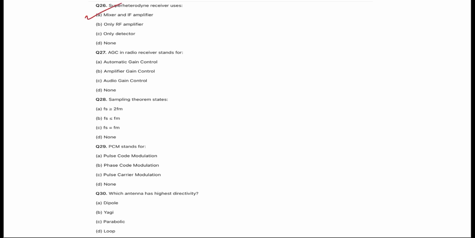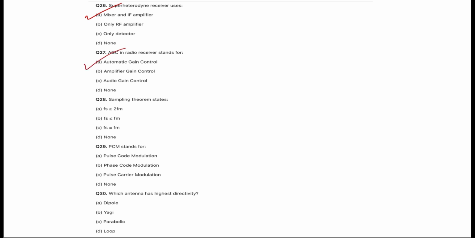Next question. AGC in a radio receiver stands for: option A, automatic gain control; option B, amplifier gain control; option C, audio gain control; option D, none of this. The answer is AGC in a radio receiver stands for automatic gain control.